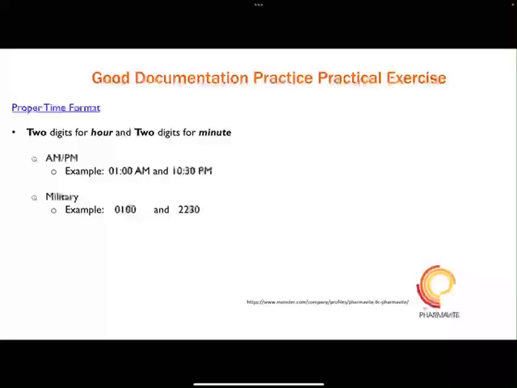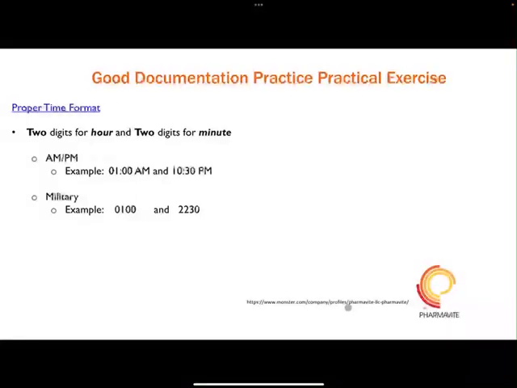However, some departments use military time. For example, 1 a.m. is 0100. 10:30 p.m. is 22:30. No colons nor AM PM designation are required.